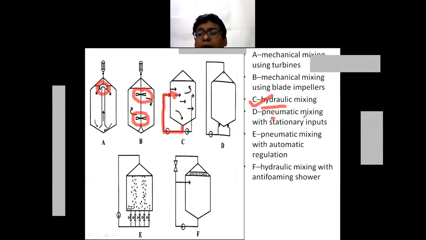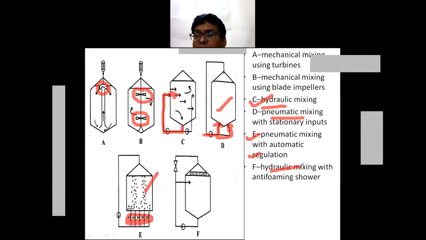The next is pneumatic mixing. In this pneumatic mixing, I am going to supply the air. That is the basic difference between pneumatic and hydraulic. I am going to supply the air in case of pneumatic mixing processes with a stationary input. The next is pneumatic mixing with automatic regeneration. Now this pneumatic mixing can be related to solids or to liquids, both the phases can be there. So regulatory valves are provided at the bottom before the entry into the vessel.